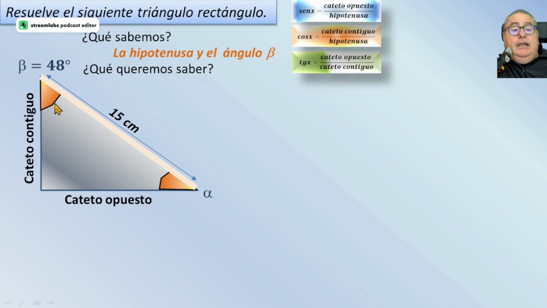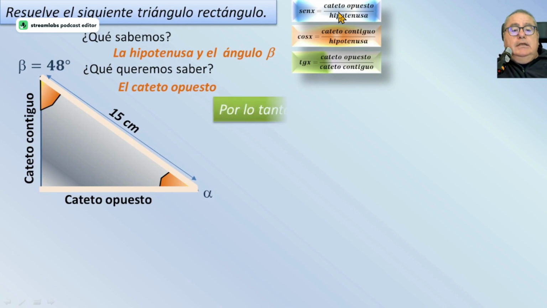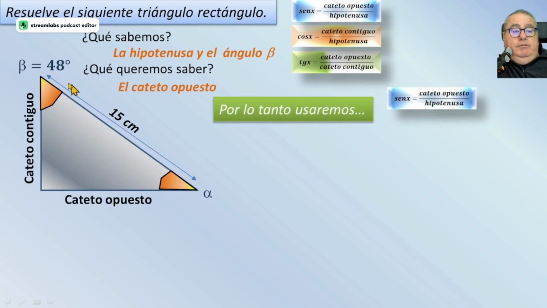Good. What do we want to find out? Well, without going any further, the length of the opposite leg. What relates the opposite leg to the hypotenuse among these three formulas is the sine function, so that's the one we're going to use. We would say sine of beta, which measures 48 degrees, equals the opposite leg, which is the one we do not know, divided by the hypotenuse, which was 15.